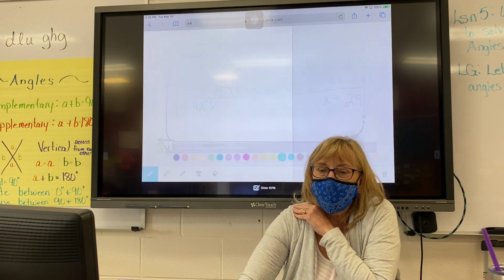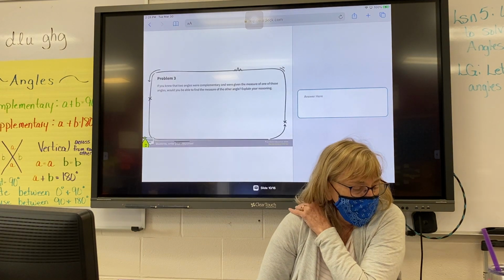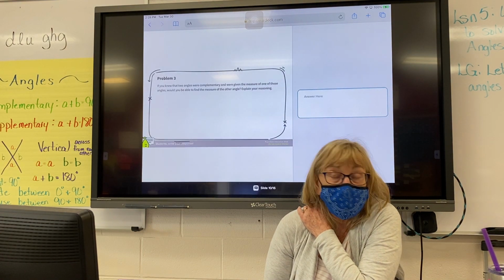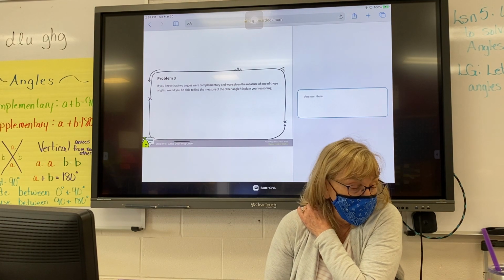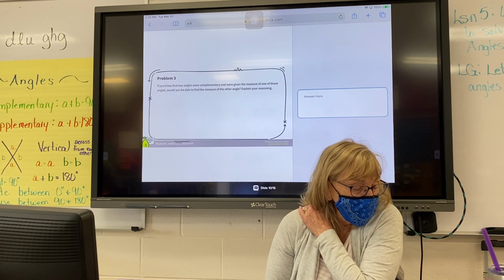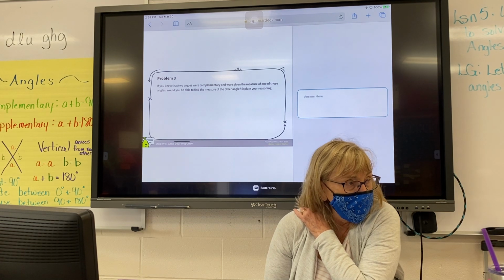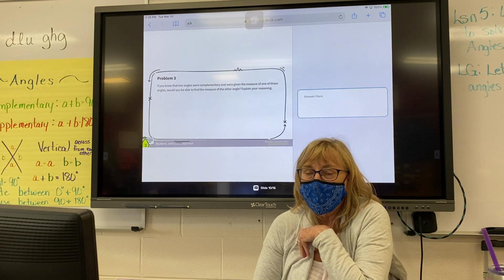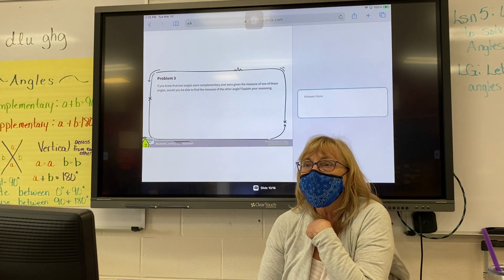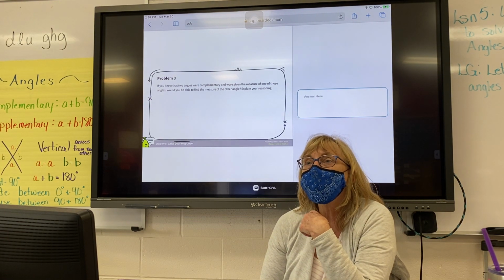Here we go with problem 3. If you knew that two angles were complementary and were given the measure of one of these angles, would you be able to find the measure of the other angle? Explain your reasoning. So I want a yes or a no and then a because. Yes, ma'am.